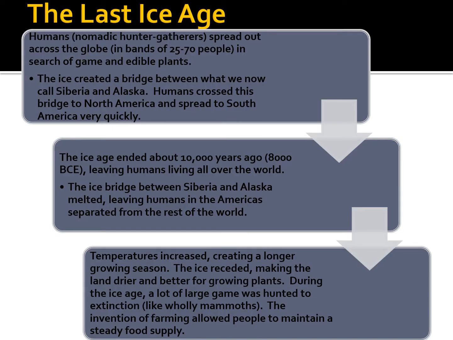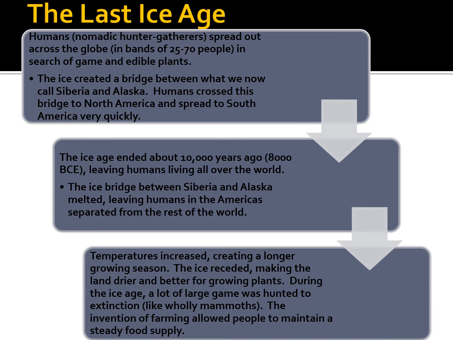So just to give you a brief overview of this time period, which is also referred to as the last ice age, we have humans, who are nomadic hunter-gatherers, spread out across the globe in bands of 25 to 70 people in search of game and edible plants, right? In essence, what we were doing is following those big game animals out of Africa into different parts of the world, essentially following our food. The ice created a bridge between what we now know as Siberia and Alaska. This is called the Beringian Pass.